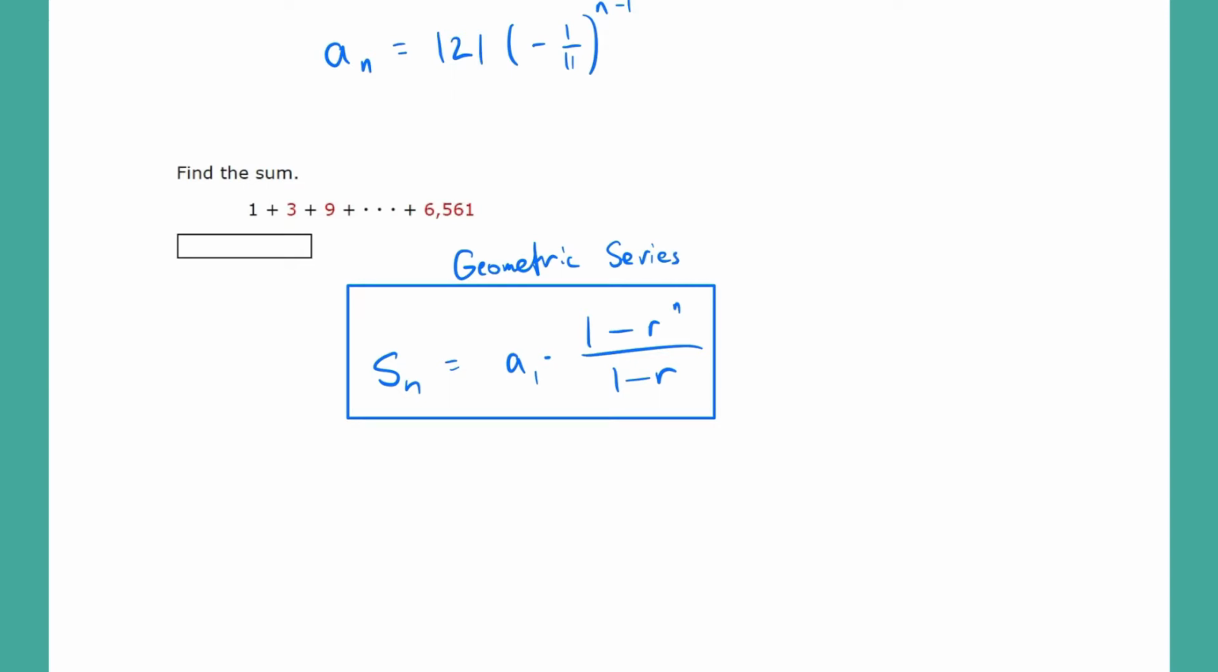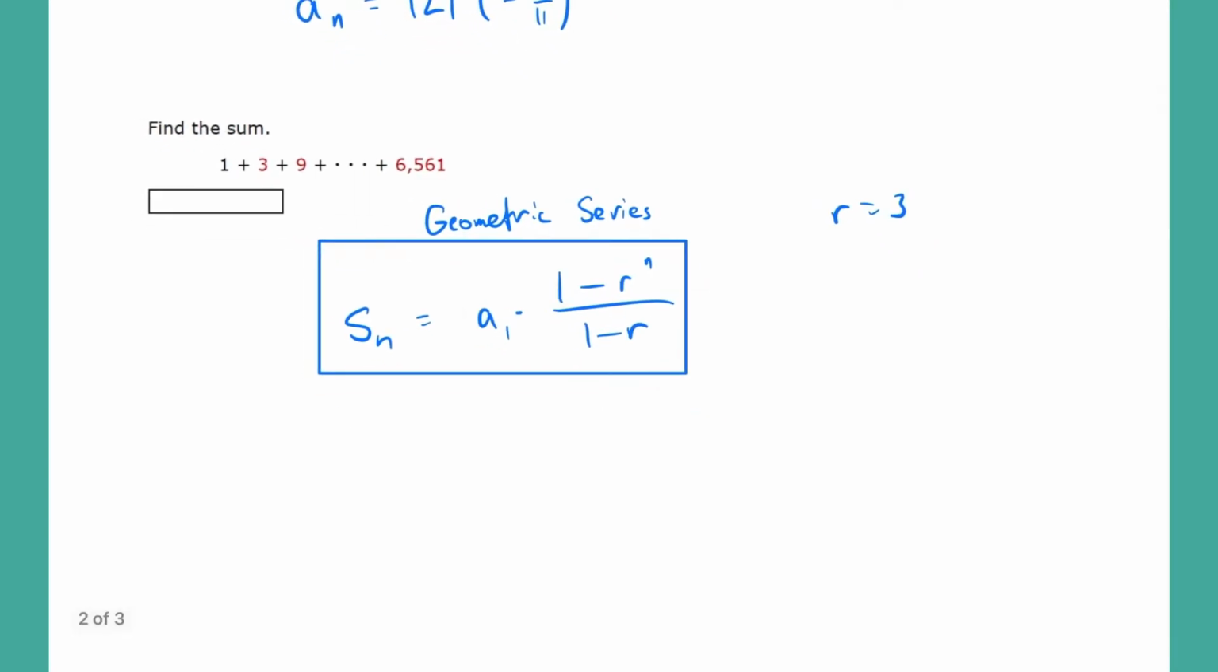All right, so the problem is we don't know if it's a geometric series because it doesn't say. So we have to test it to see if it is. So let's see, to get from 1 to 3, the common ratio would be 3. And then if you multiply 3 times 3, you get 9. So it does appear to have a common ratio. Therefore, we can assume that it is a geometric series.